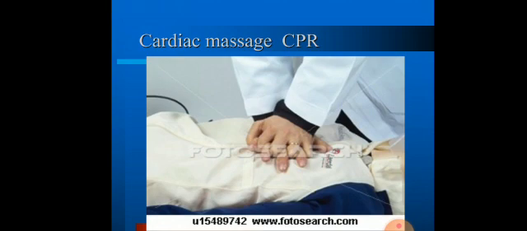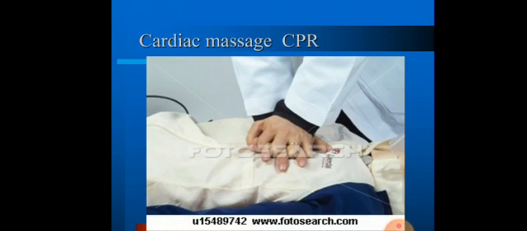Please remember this point. The heel of the operator's hand is placed over the lower part of the sternum, just above the xiphoid process. Don't miss that. Now once the hands are placed like this, pressure is applied straight down, depressing the sternum 4 to 5 centimeters towards the spine.